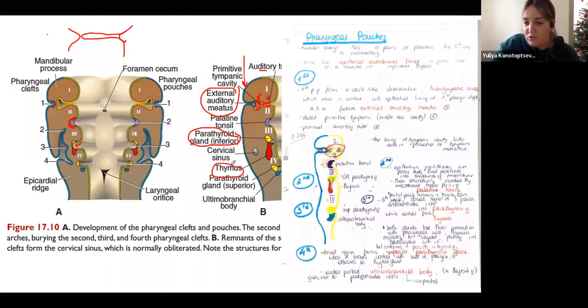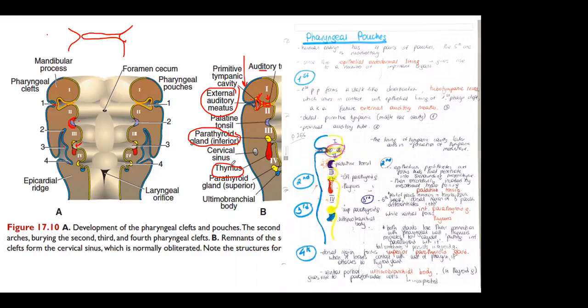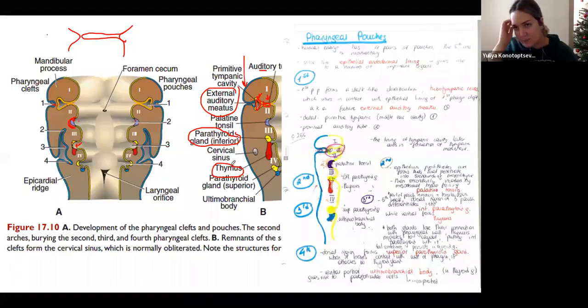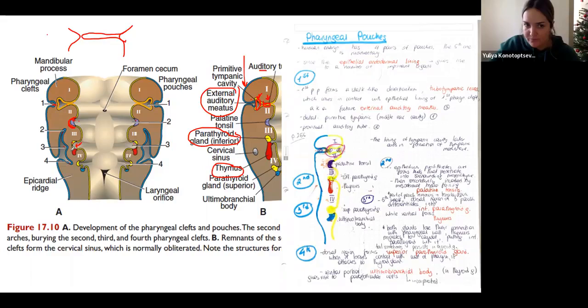What is the purpose of the thymus? What is it responsible for? What does thymus do? Oh, come on, guys. Thymus is responsible for T lymphocyte maturation. Okay, so this is the place, it's an immune organ. It's a very important lymphatic organ. This is the place where T lymphocytes are made, where they mature, and so on. So thymus and inferior parathyroid glands are arising from the third pharyngeal pouch.